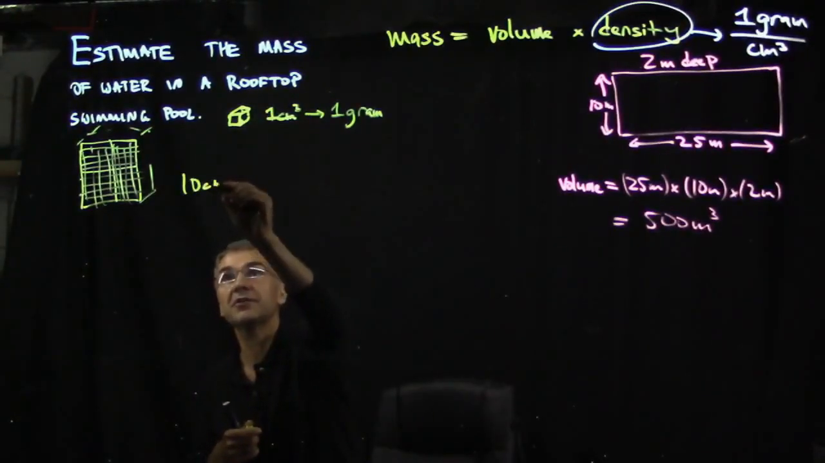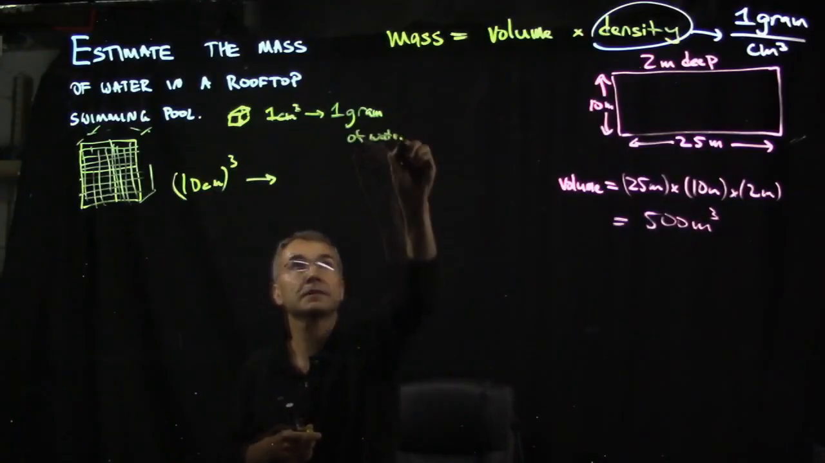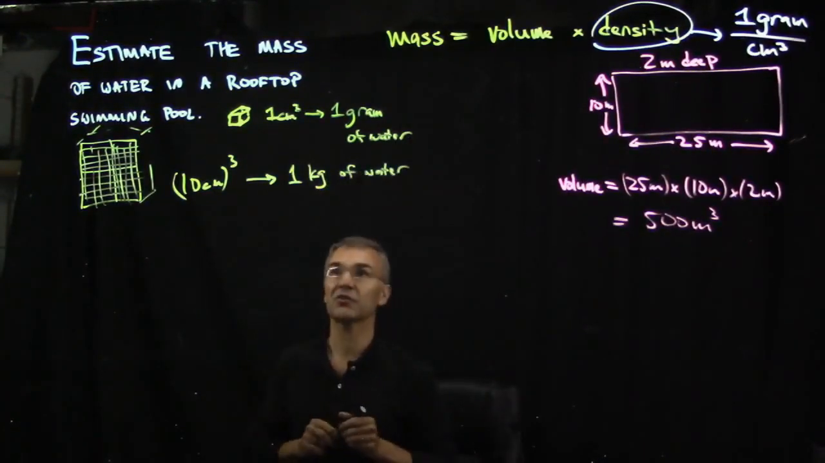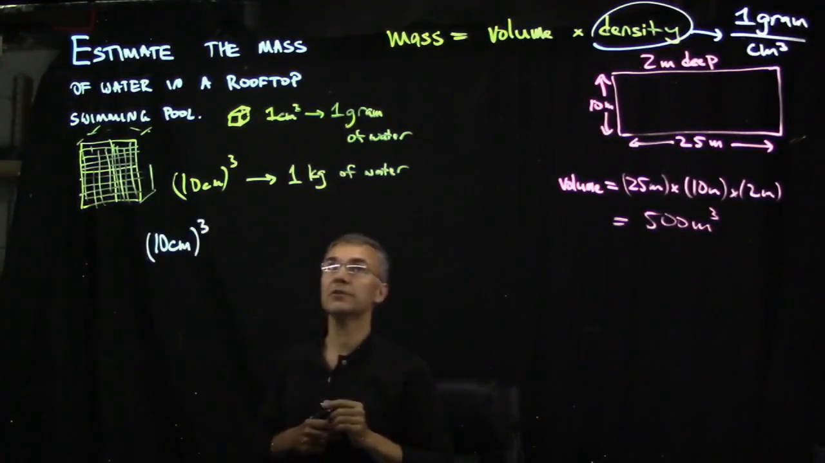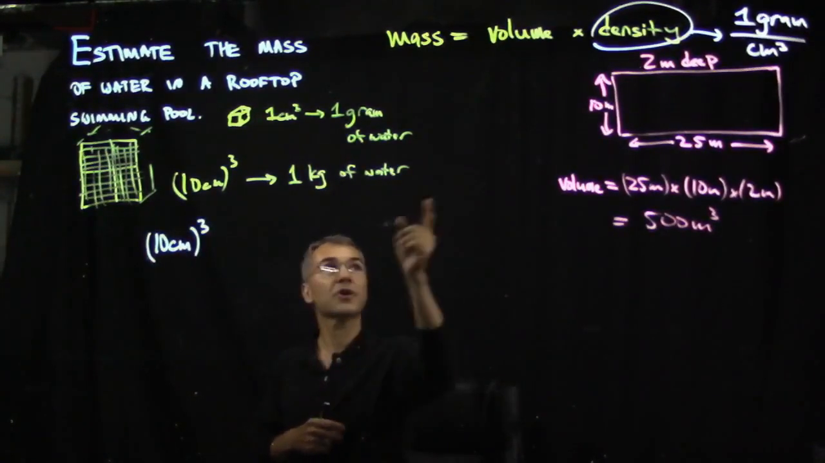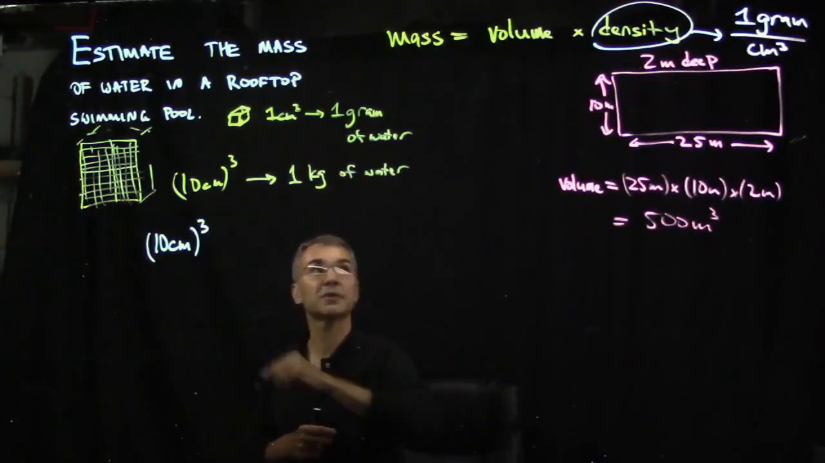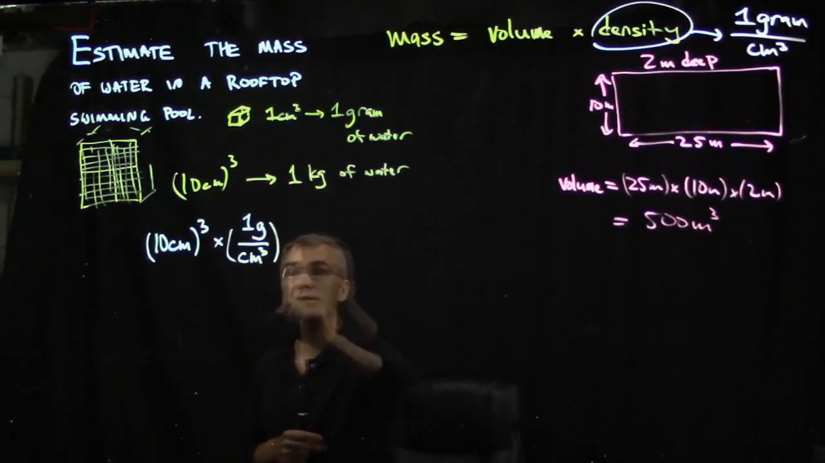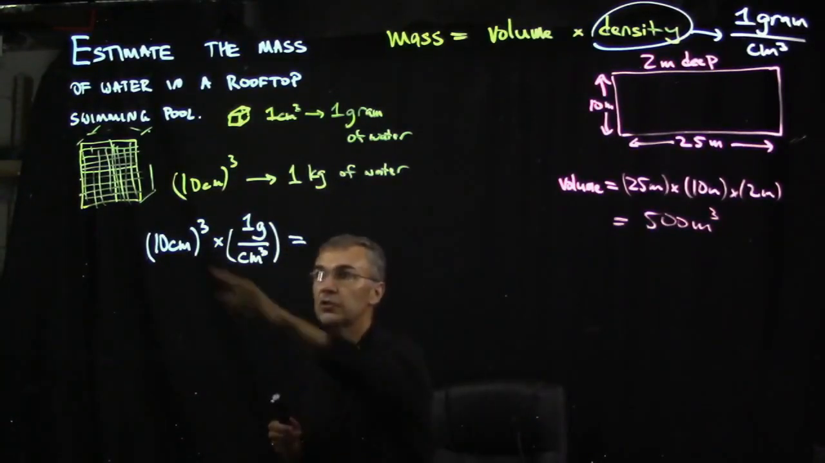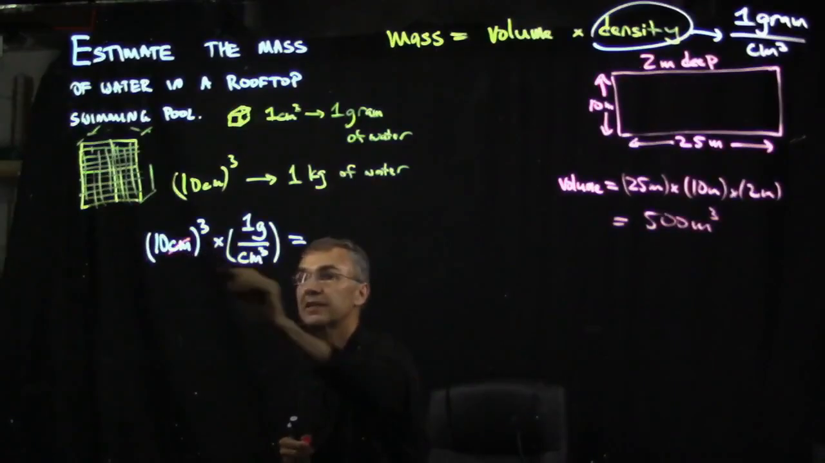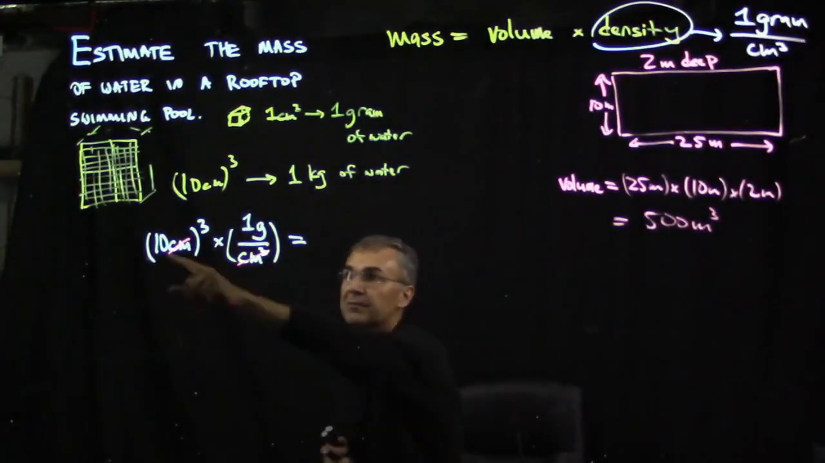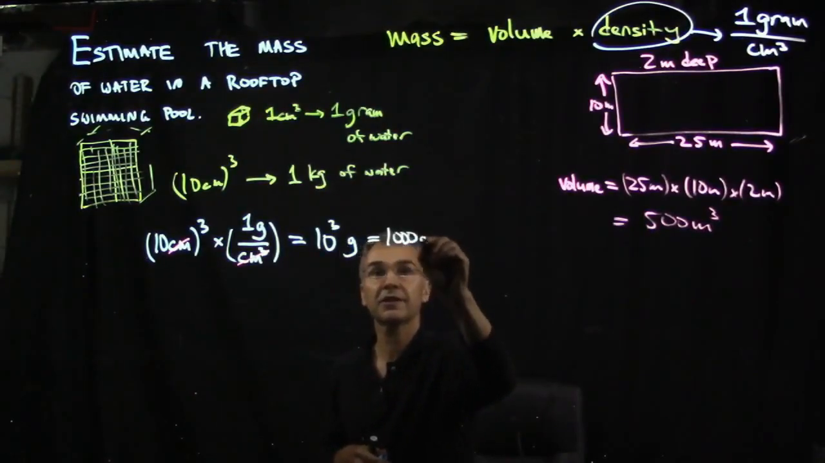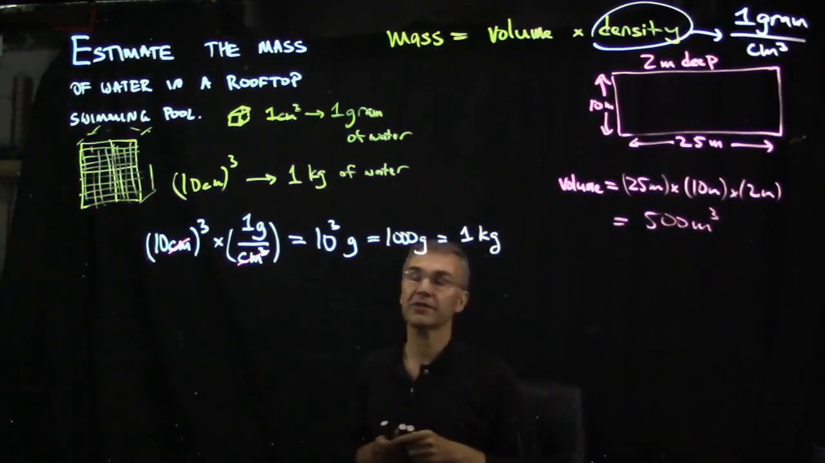So if we take 10 centimeters on a side and cube that, that is 1 kilogram of water. Let's try to do it a little more systematically. 10 centimeters cubed is the volume. As we said, mass is volume times density. So 10 centimeters cubed is the volume, times 1 gram per cubic centimeter is the density of water. The centimeters cubed upstairs cancel with the centimeters cubed downstairs. This is 10 to the 3rd power grams, which is 1,000 grams, which is 1 kilogram. Okay, so maybe that's not too surprising.